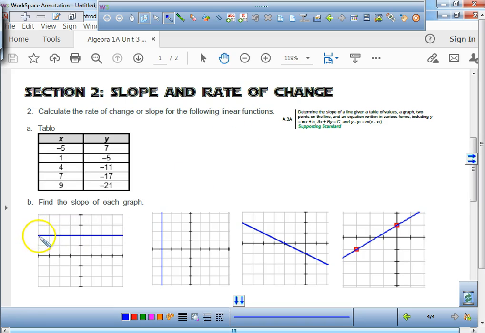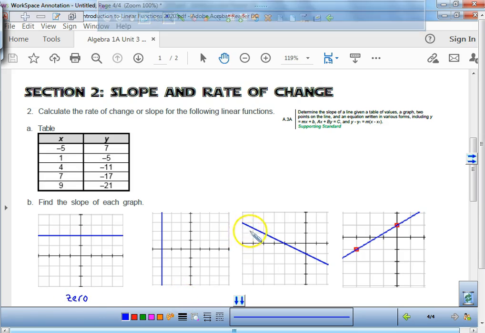So right here, it is totally flat. We call this a zero slope. Now, if it goes down from left to right, we call that a negative slope. But if it goes up from left to right, we call that positive. So these are just examples of different types of slopes that you will see.